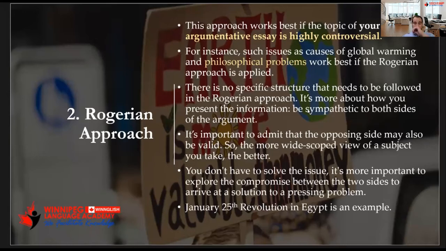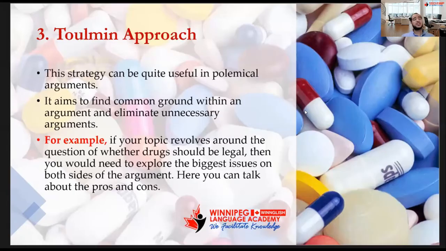Okay. Until she responds, we will be looking at the Toulmin approach, and it's very similar to the Rogerian approach. In this strategy, it's quite useful if it is a controversial topic. It aims at finding common ground between the two arguments. It's very similar to the Rogerian, but in this type, you just need to mention facts. So you don't need to say that those people think so and so, but you mention facts about what happened.